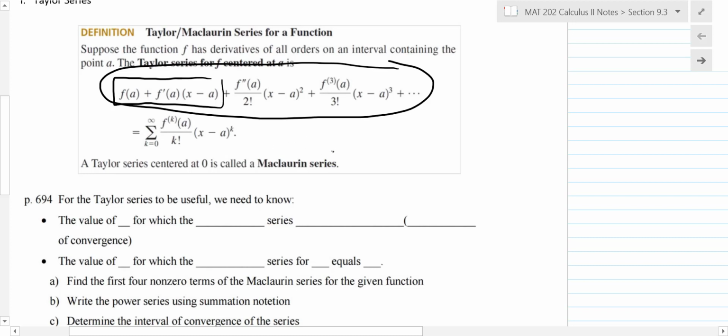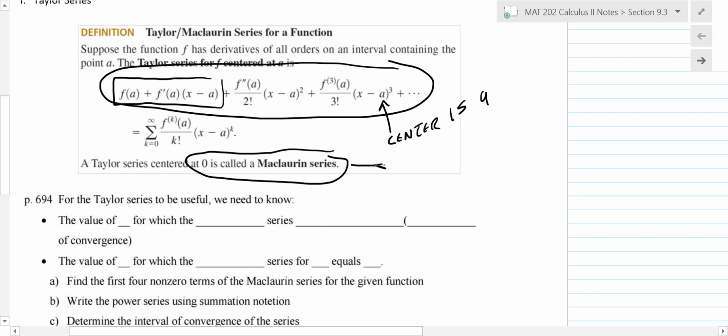Now, what a Maclaurin series is, it just means that it's centered at 0. In this formula, the center is a. The center is always a. So that means in a Maclaurin series, a is going to be equal to 0. So if I ask for a Maclaurin series, what you need to know is you're really doing a Taylor series, but the center is 0. That's what you know.